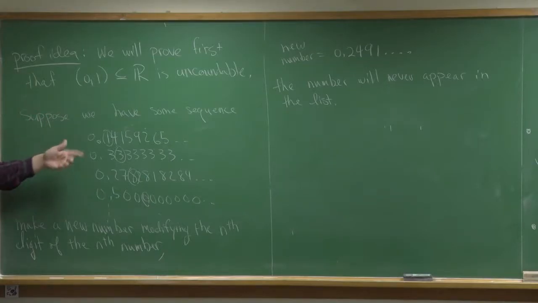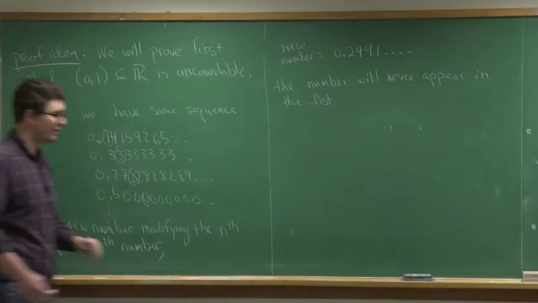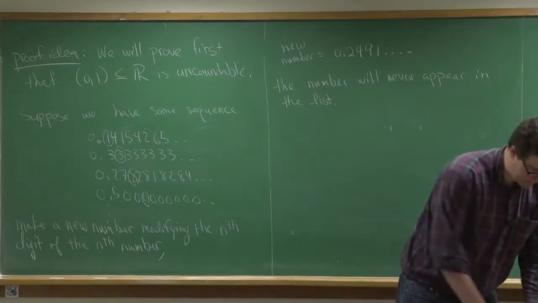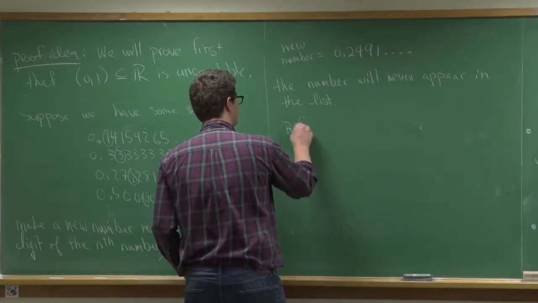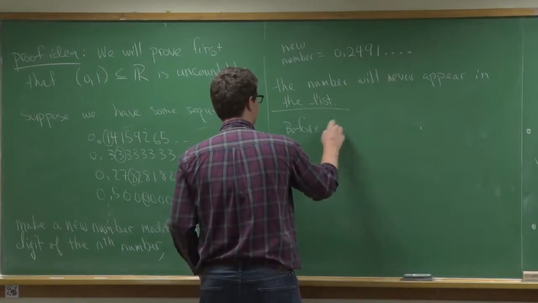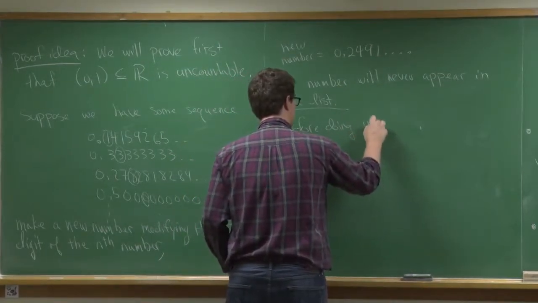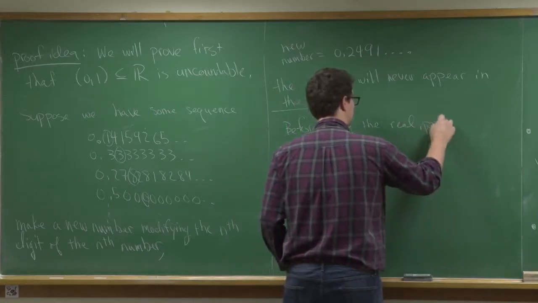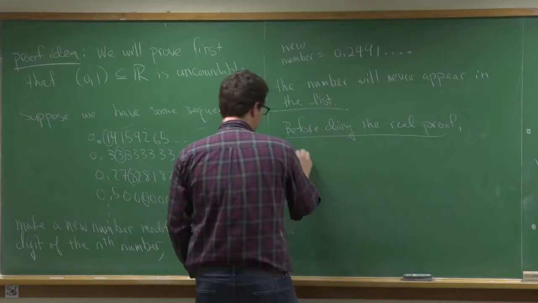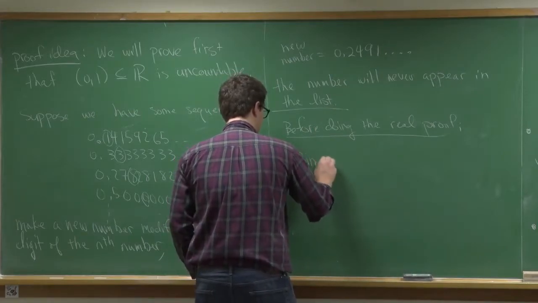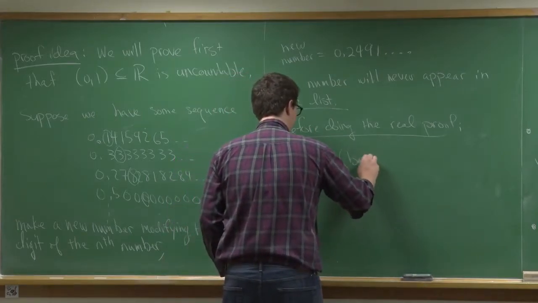In the real proof, I'm going to switch this sequence here to an arbitrary sequence, and instead of doing it in base 10, I'm going to do it in base 2. So let me just remind you, before doing the real proof, that we have binary, so we can have base 2 numbers.